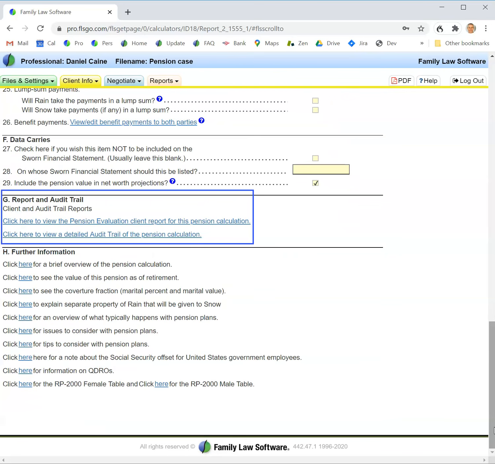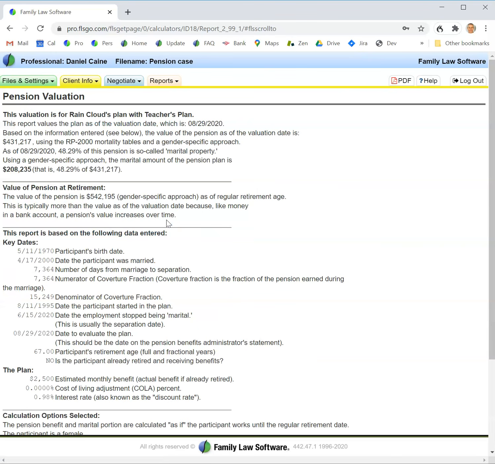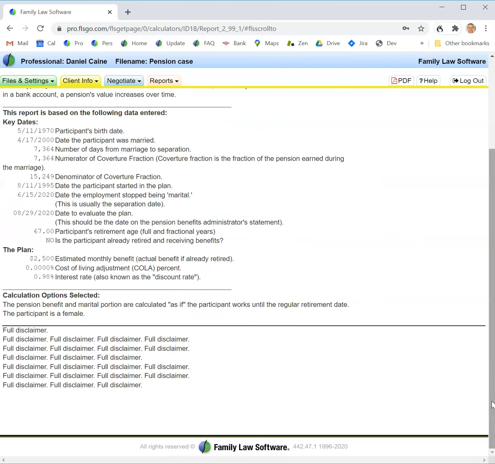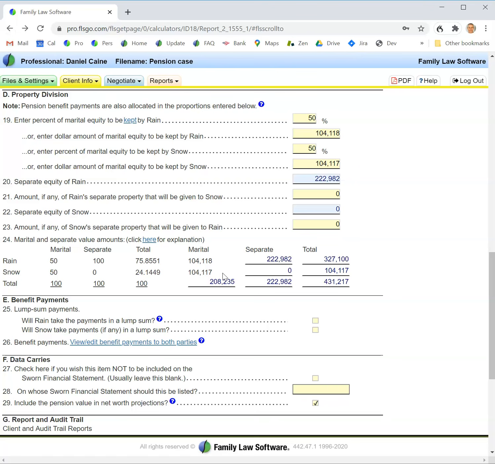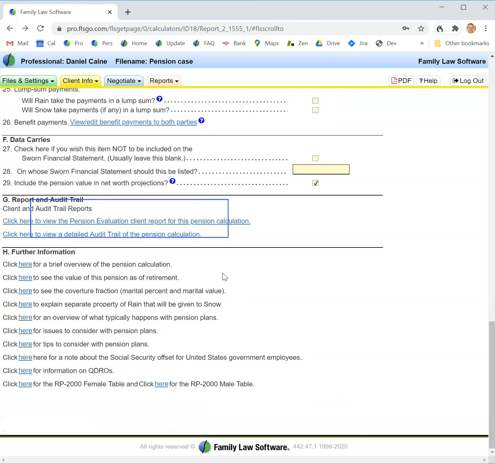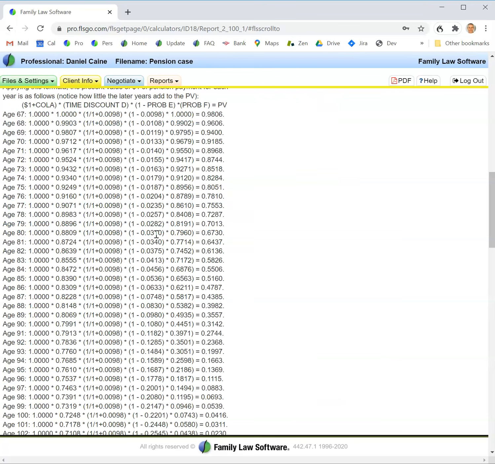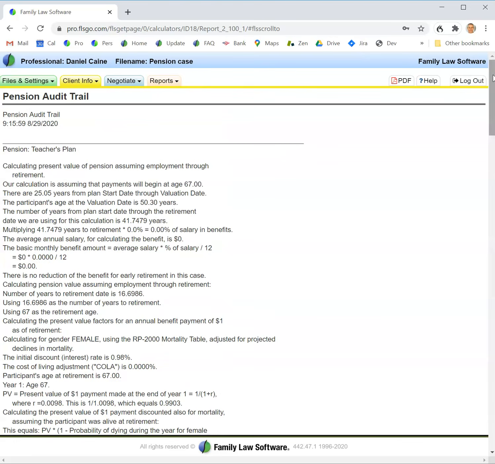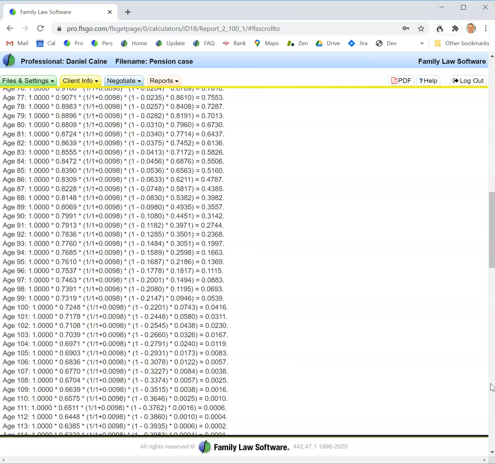Finally, the software has some reports. The pension evaluation client report is like the report you would get from an outside valuation firm. It just describes the key factors and the pension result. And the audit trail, which is entirely unique to family law software, you will certainly not get this from an outside appraisal firm, is a detailed explanation of exactly how the pension is calculated.